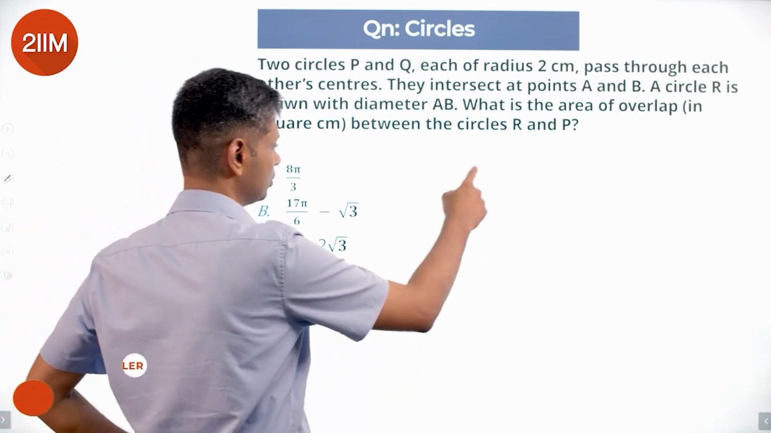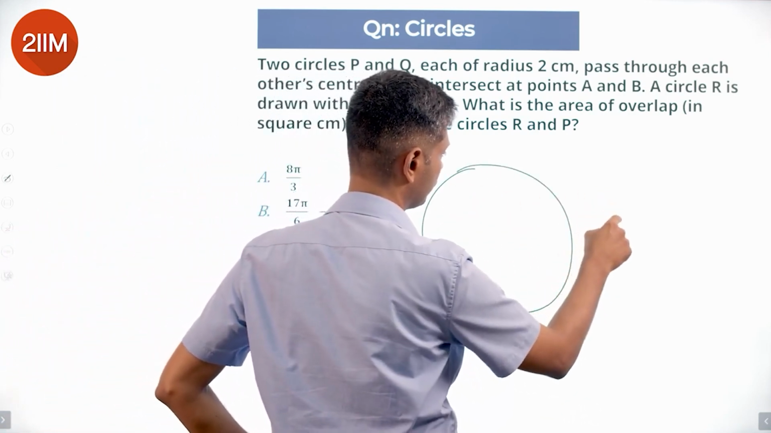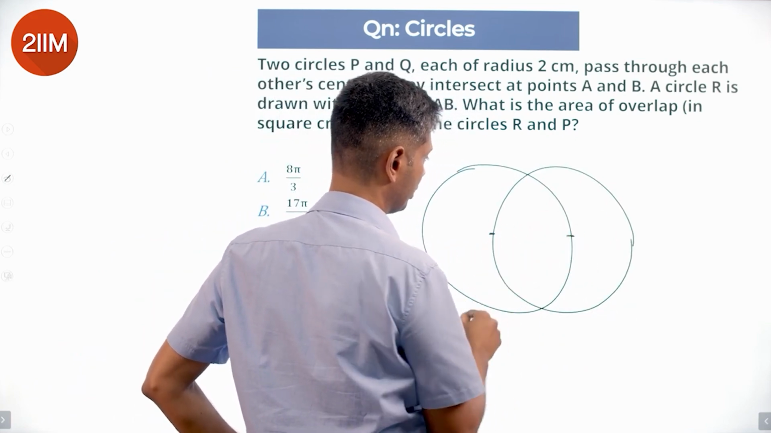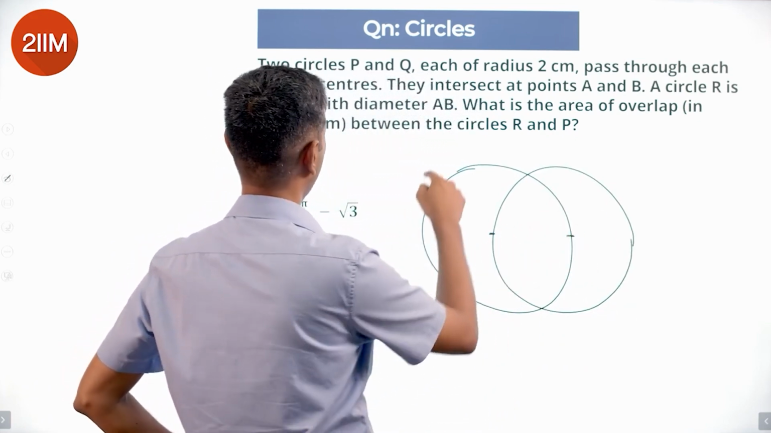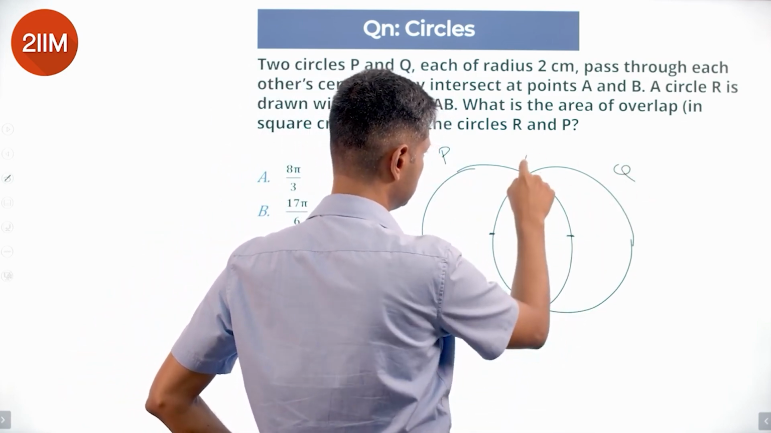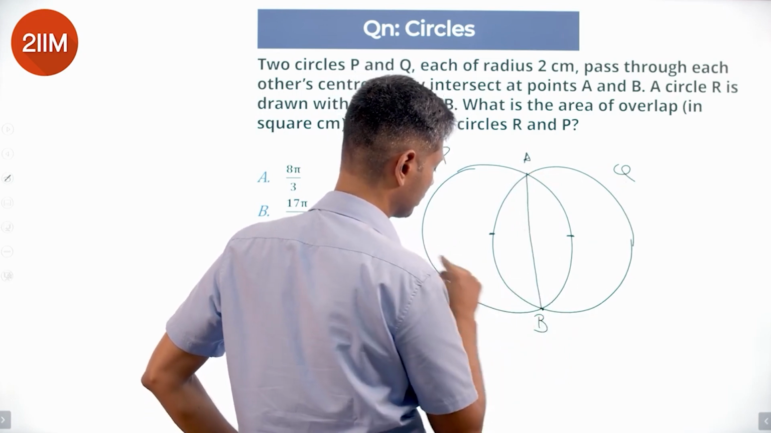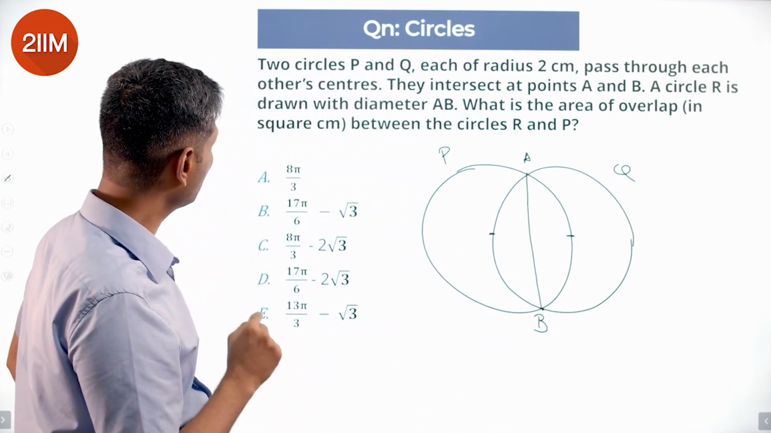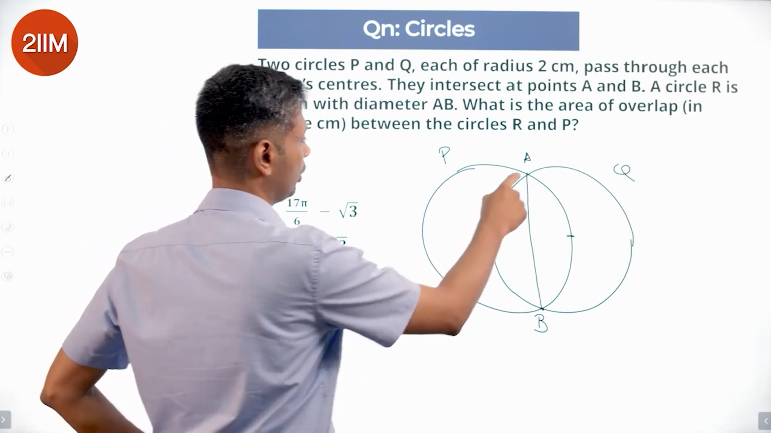Excellent question. So, first circle, second circle. There's one center here, one center here. This is say P and Q. They intersect at A and B. This is A, this is B. And then we draw a circle R with diameter AB. So we draw a circle like this.